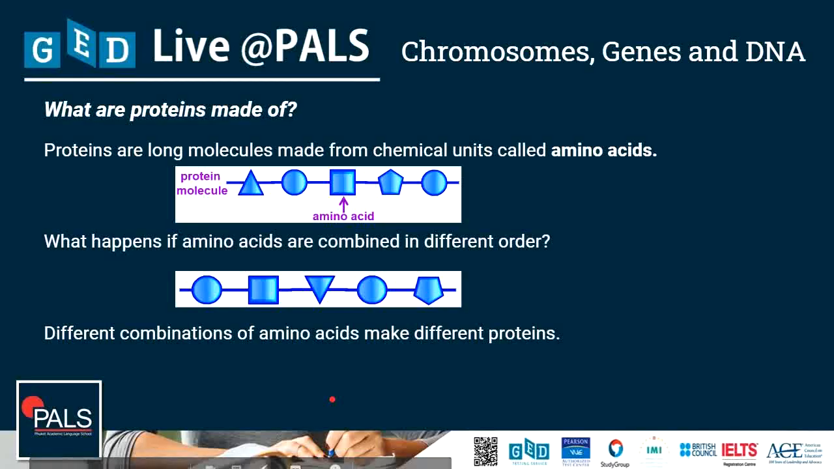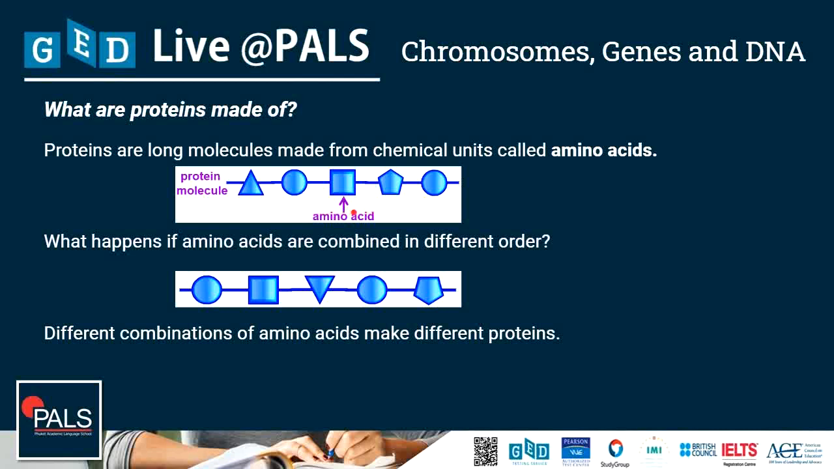So what's a protein made of? Let's have a look at this first. Proteins are long molecules made from chemical units called amino acids. There are 20 different amino acids, and we have basically unlimited ways of combining them. Special combinations and folding will result in a specific protein with a specific function. So here we see a part of a protein molecule and the sequence of amino acids.